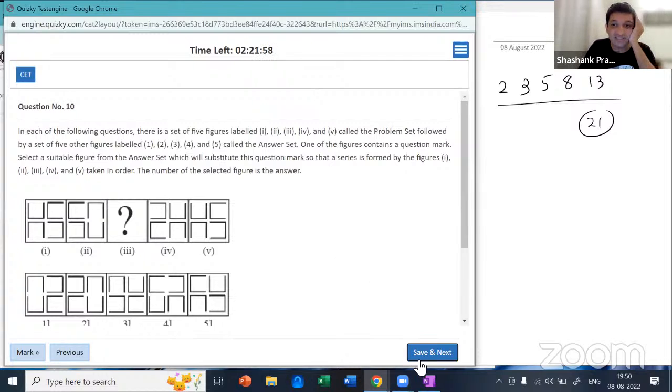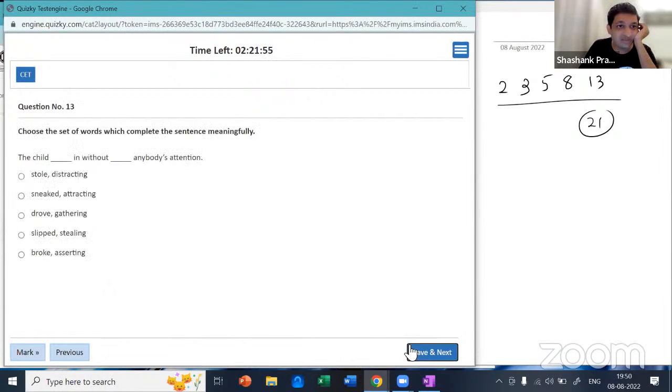Okay, I don't really like visual reasoning. Okay, I'll save this for later. Not very fond of visual reasoning, honestly.